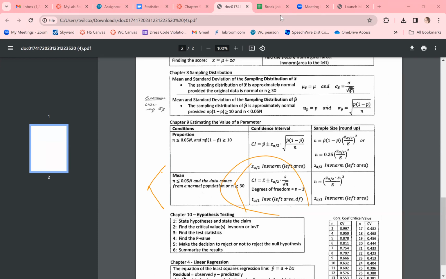And here is your formula. The degrees of freedom is the number in the sample, minus 1. That's where you see an n-1 there. To get this t sub alpha divided by 2, that's going to be inverse t. Instead of inverse norm, it will be inverse t.